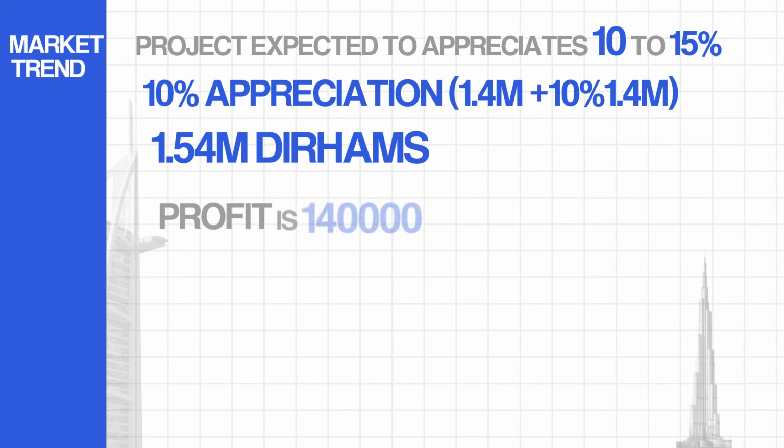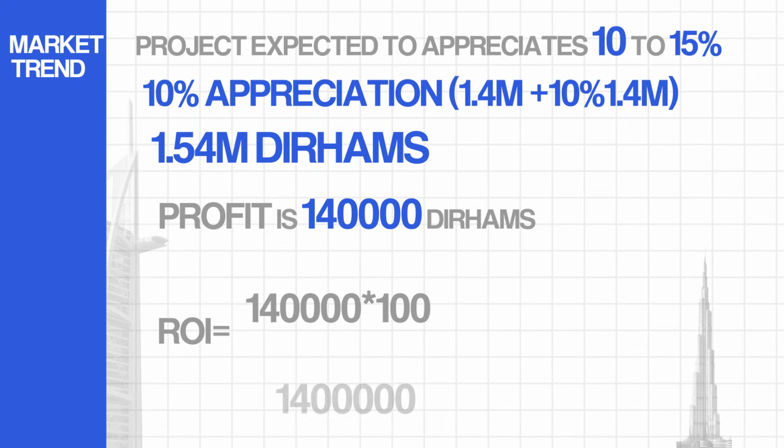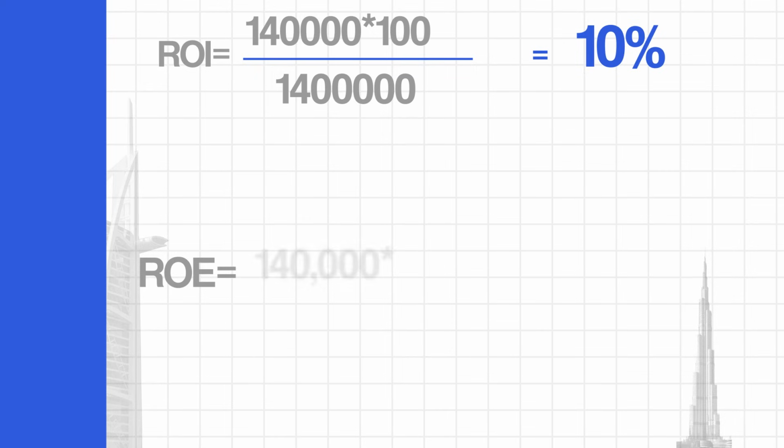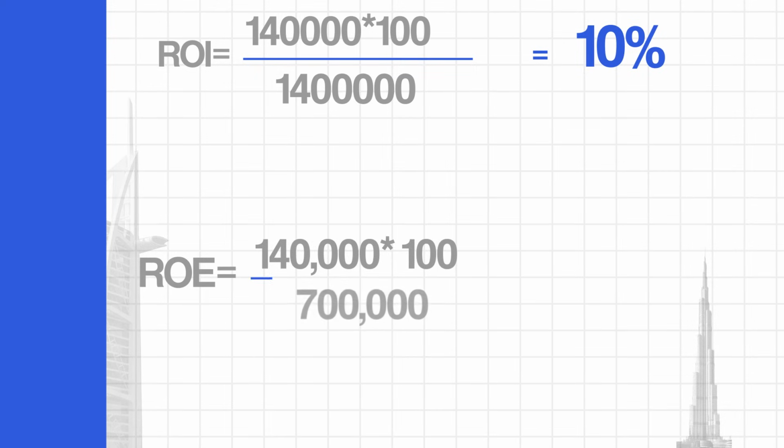Profit is 140,000 dirhams. Your ROI is 140,000 dirhams times 100 divided by 1.4 million dirhams, which is your capital, equal to 10%. ROE: your profit is 140,000 dirhams times 100 divided by 700,000, which is your capital. Total ROE is 20%. Off-plan flipping potentially means higher ROE. Just make sure the market, developer and demand are strong.